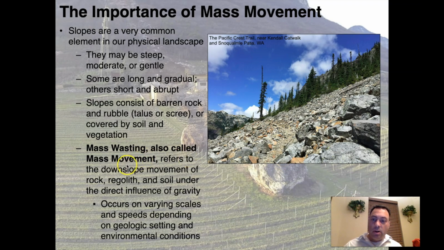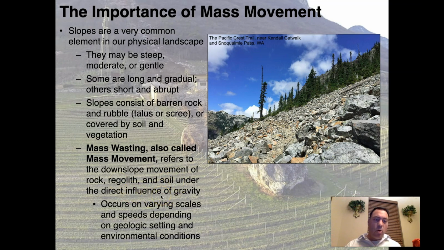Mass wasting, also called mass movement, and I will use both those terms interchangeably, by the way. Some teachers will refer to it as mass wasting, some as mass movement. I go back and forth between the two. I tend to lean towards mass movement, but you can call it either one. It refers to the downslope movement of rock, regolith.